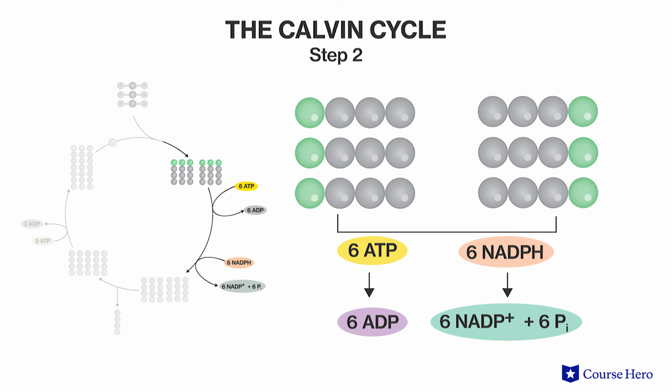In the second step, a series of reduction reactions utilizing ATP and NADPH from the light reaction results in glyceraldehyde 3-phosphate, or G3P, a precursor to glucose. Importantly, for every 3 molecules of carbon dioxide that enter the cycle, 6 molecules of G3P are formed.